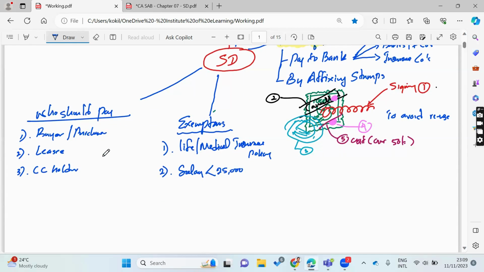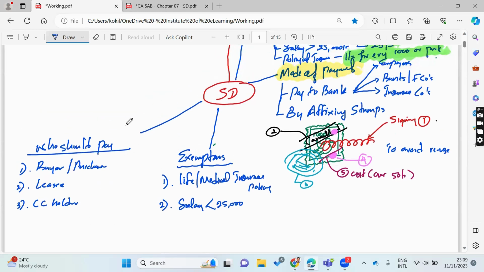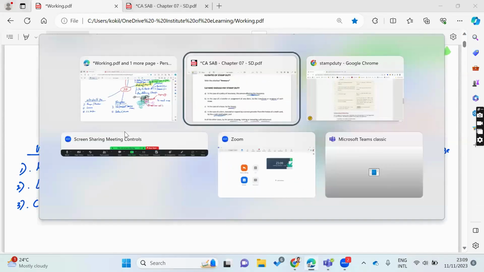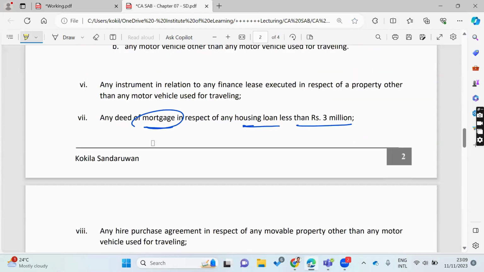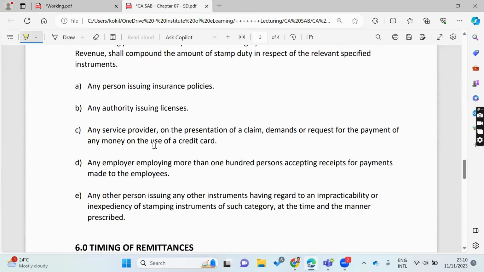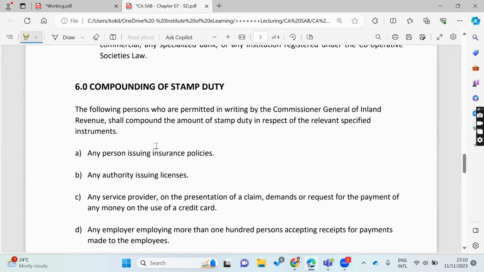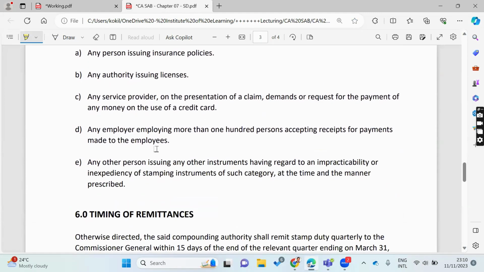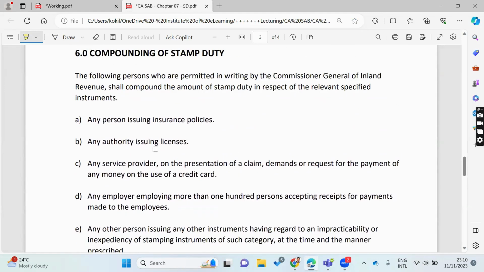Then for salary, the employer will deduct it from your salary. You are ultimately paying it to the government. The company will deduct from your salary and remit it to the Inland Revenue. Here, compounding of stamp duty is also covered, where someone deducts on behalf of you.